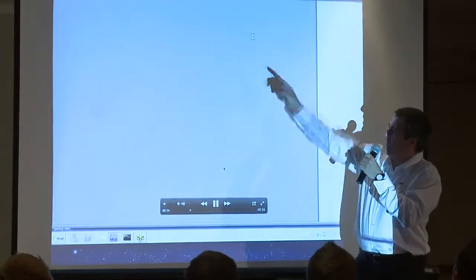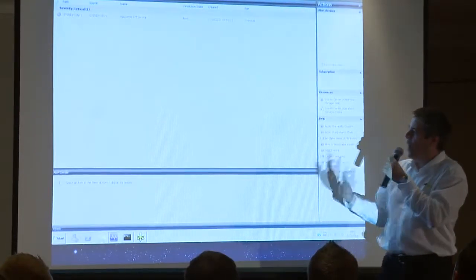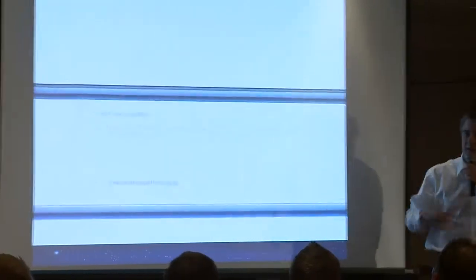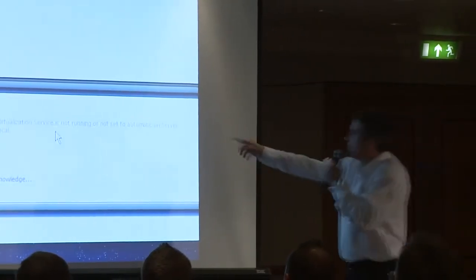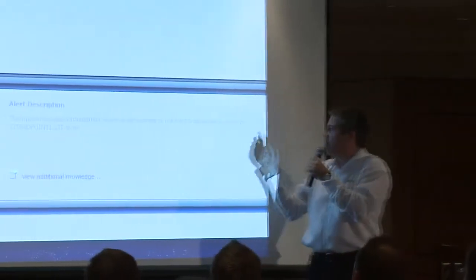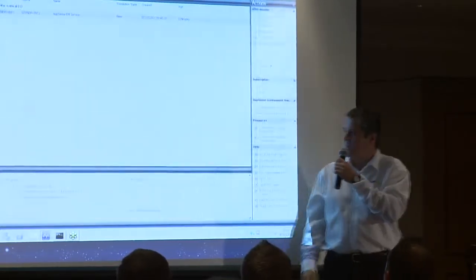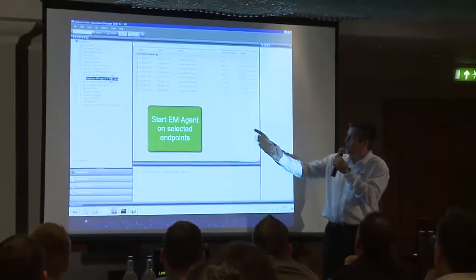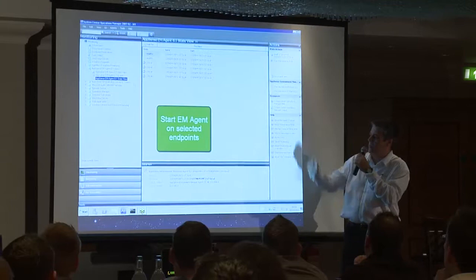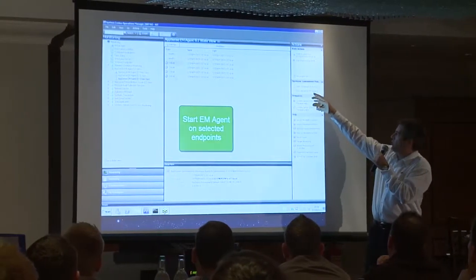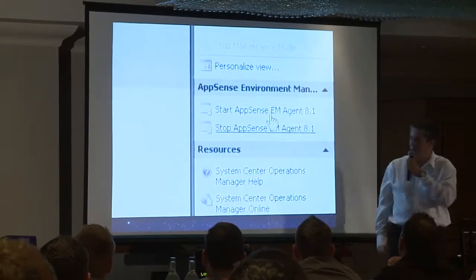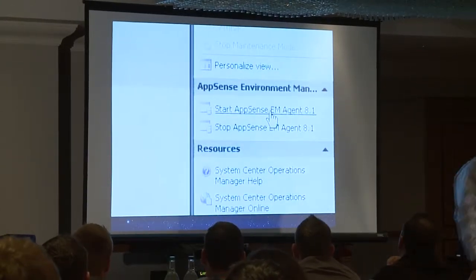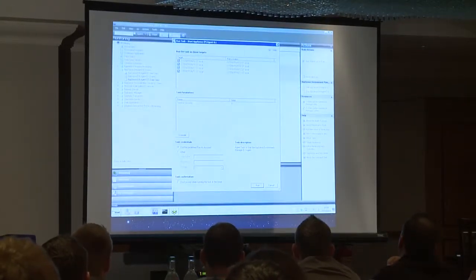Now we want to look into the environment, why things aren't working, and we find out that obviously our agent is not up and running. You see here, it's not running or it's not set to automatic on the server. So what we can do now is start the EM agent, in this case from the console. You can start the EM agent directly from the SCOM console.